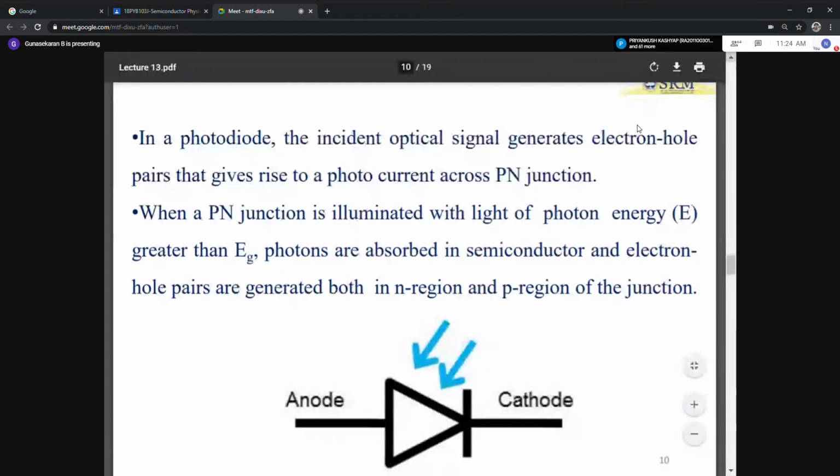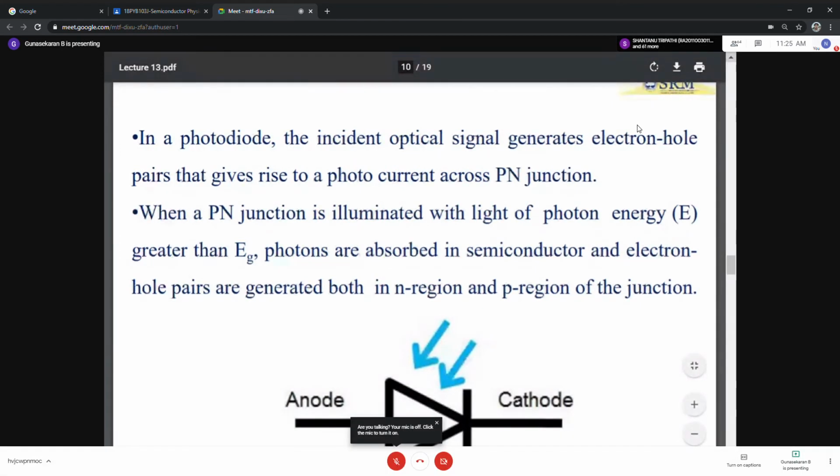Light energy is going to strike the surface here, the top surface. When the PN junction is illuminated by light, or photons of energy h nu, light is definitely made up of photons, there is no doubt, and the energy is also there. The energy is greater than the band gap.